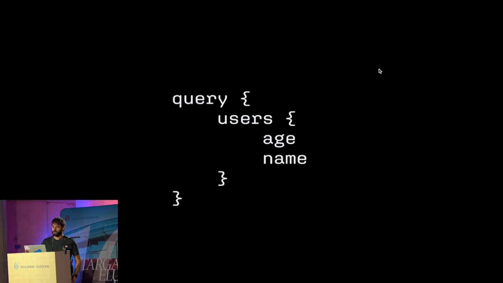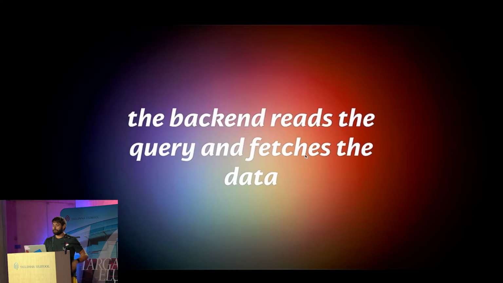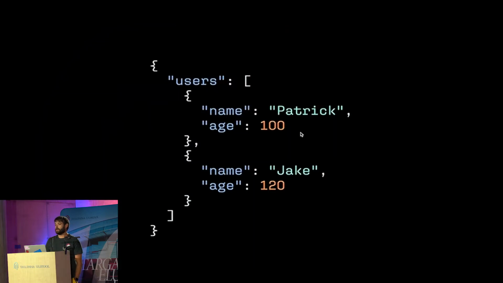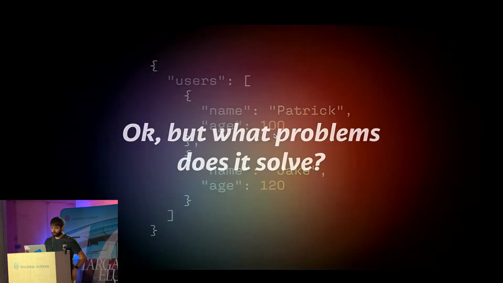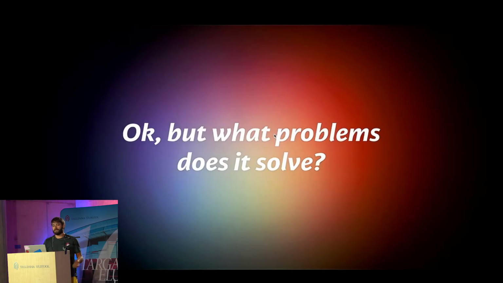So let's see an example of that. This is a query in GraphQL. It starts with the operation type, which is query. There are multiple ones. We're going to see that as well. And then we're saying, I want to fetch the users field. And then for every user, I want to fetch the age and the name. And then the backend receives this query, reads it, and then it does all the magic to fetch the data for you. And it can get something like this. So it's exactly the data that you requested. So I guess that kind of makes sense.